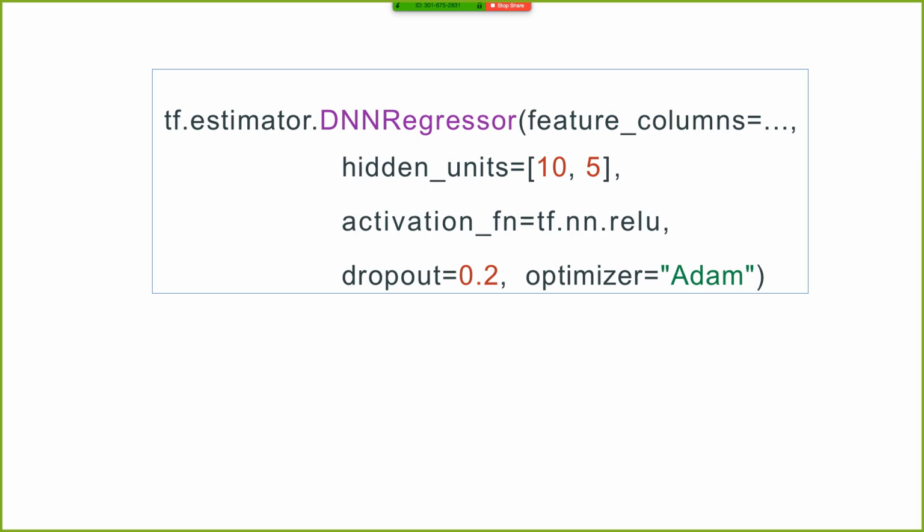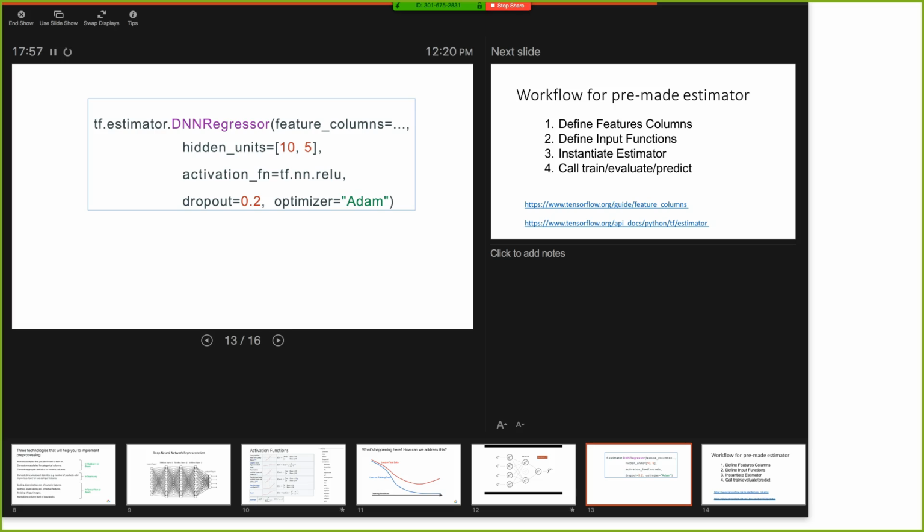Okay, so let's see how we can build a deep neural network regressor, what the requirements are. Like last time, we saw how to create the feature columns, and we said using some list comprehension is very convenient, especially when we have many columns.